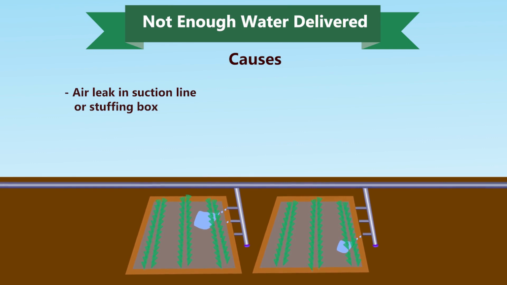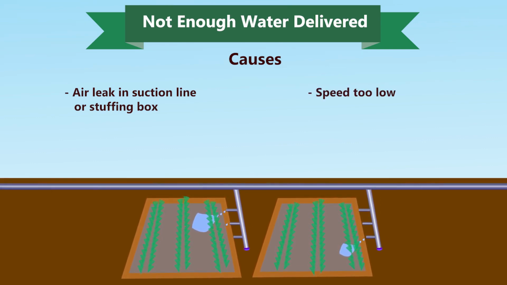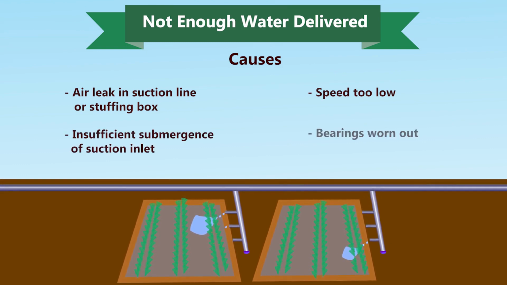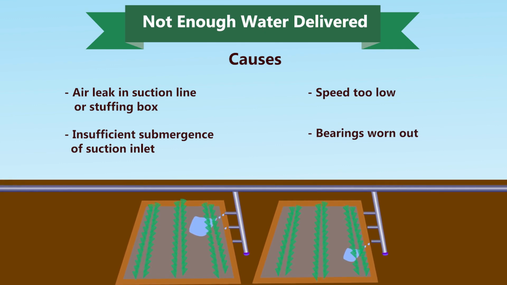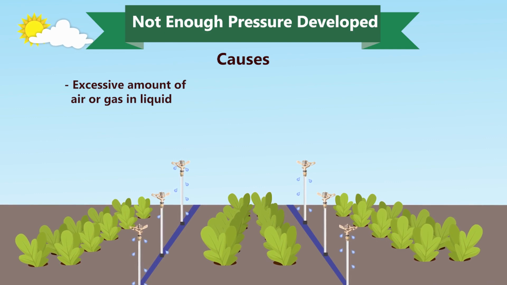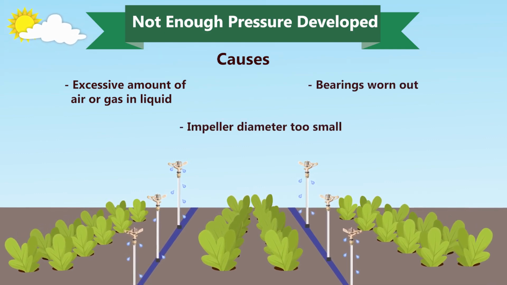Suppose there is not enough water being delivered by the pump, then it could be an air leak in the suction line or stuffing box, or the speed could be too low, insufficient submergence of suction inlet, or bearings have worn out. If there is not enough pressure developed by the pump, then what could be the reasons for that? Excessive amount of air or gas in the liquid. The other could be that bearings have worn out or the impeller diameter is too small.